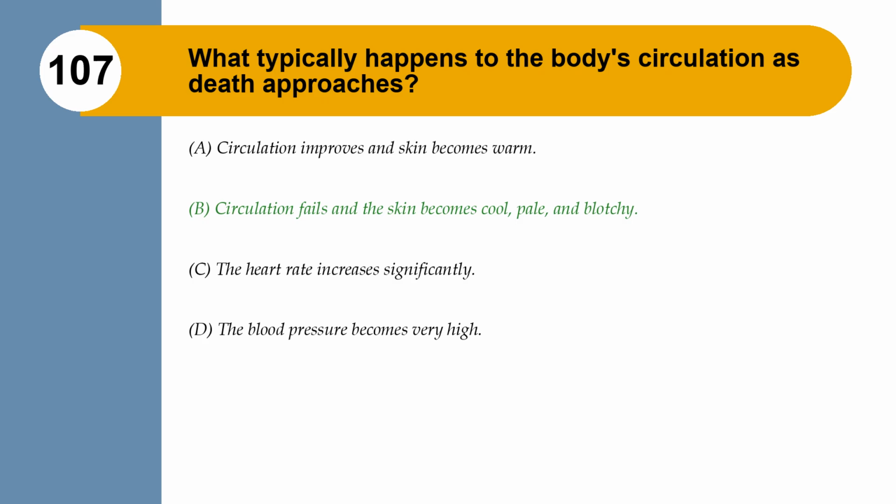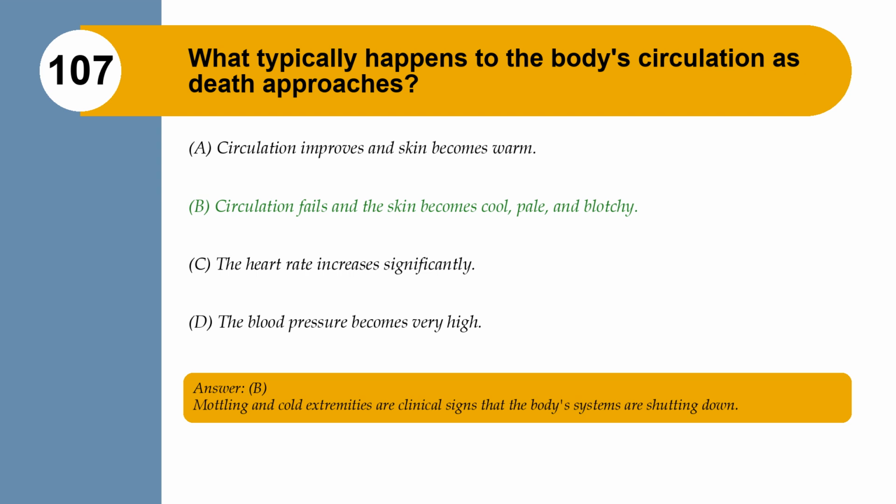The correct answer is option B. Circulation fails and the skin becomes cool, pale, and blotchy. Explanation: mottling and cold extremities are clinical signs that the body's systems are shutting down.